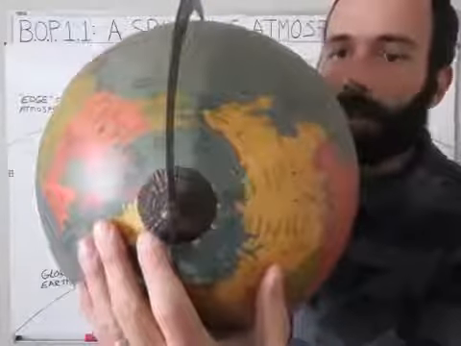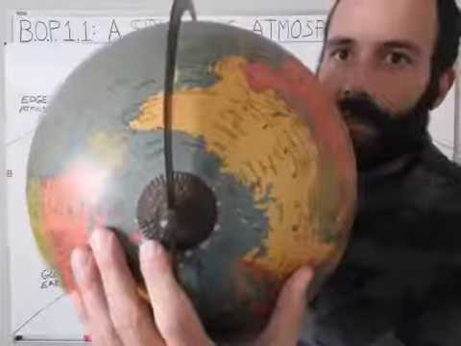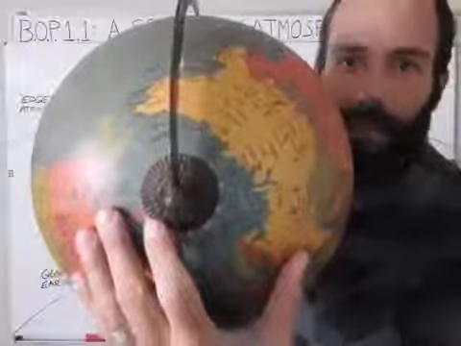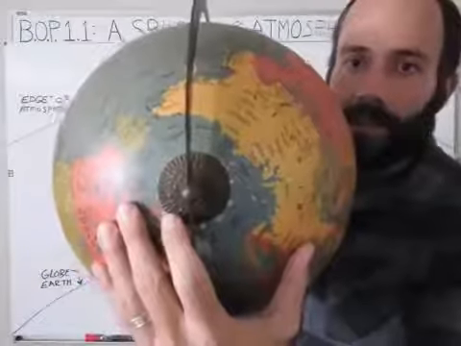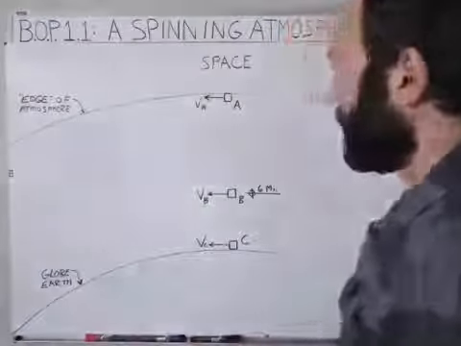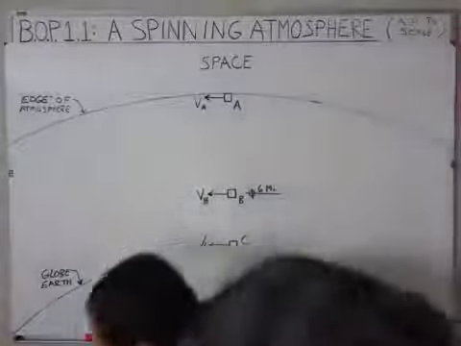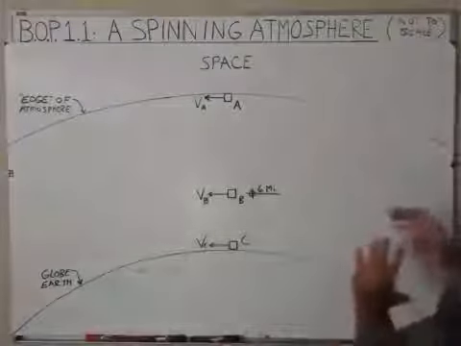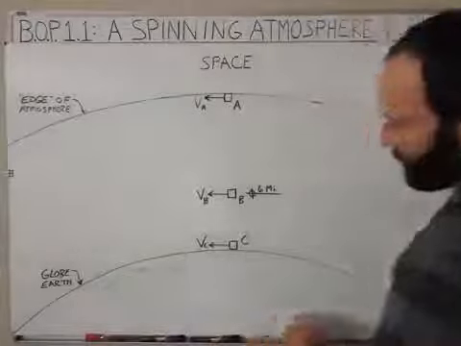And so let's say we're going to freeze the Earth at that moment. Freeze the Earth with the atmosphere around it, assuming that the atmosphere is rotating with the Earth. And that's what I have drawn on the board here. Okay? So here's the Earth down here.